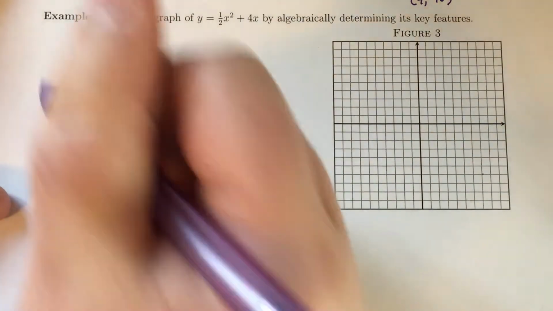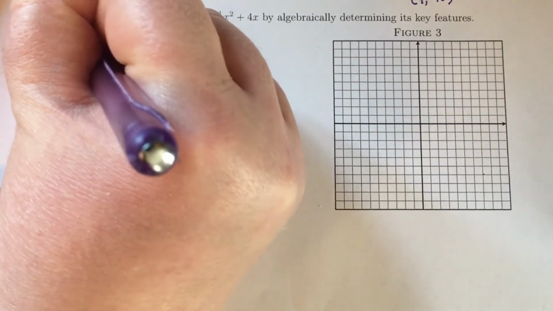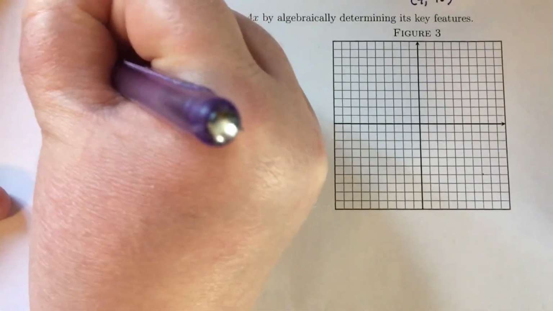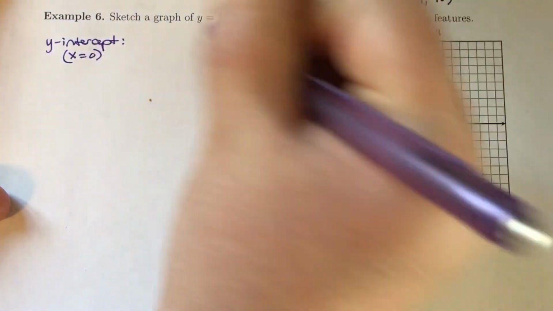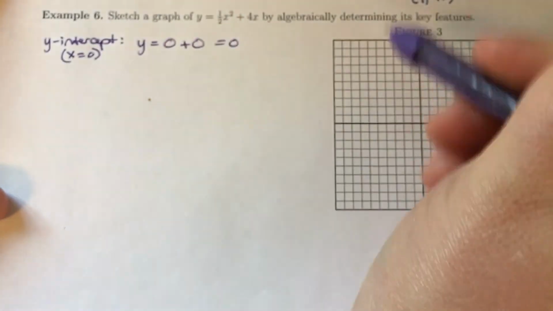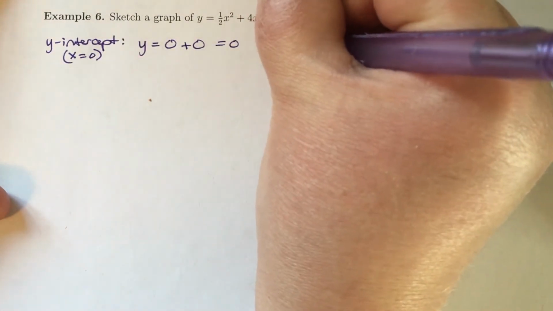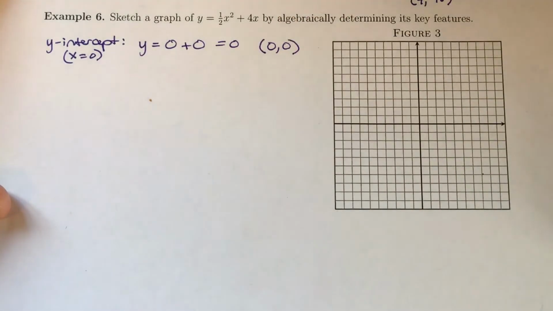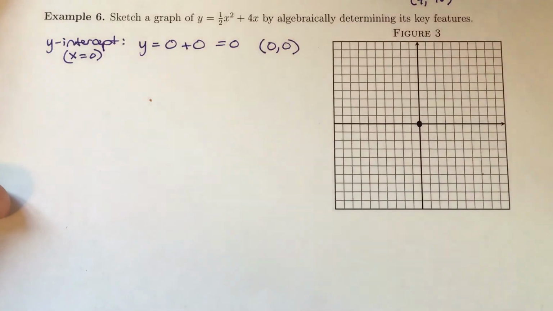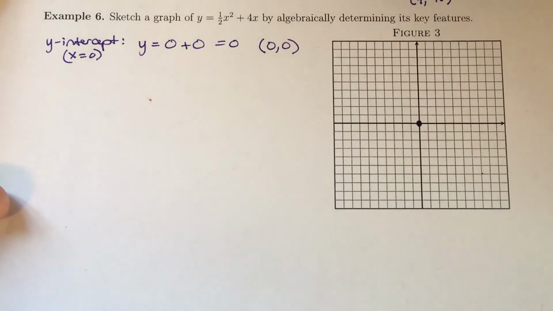But let's start with what's easy, the y-intercept. The y-intercept, we plug in x equals 0. So y equals 0 plus 0, which is 0. So our y-intercept is also our x-intercept, or at least one of the x-intercepts, and it is (0, 0), because both x equals 0 and y equals 0. Okay, that's an important point.